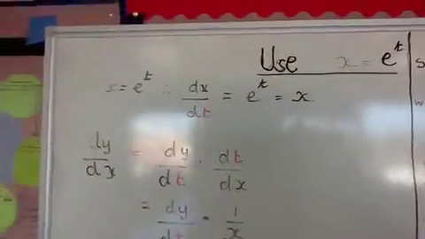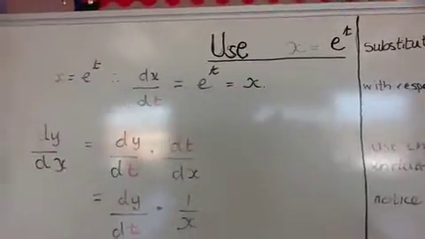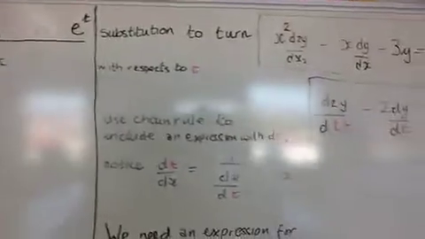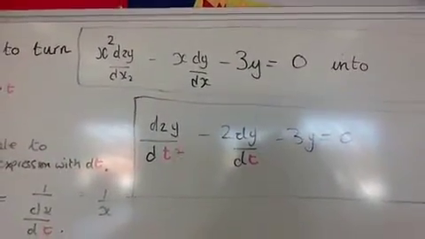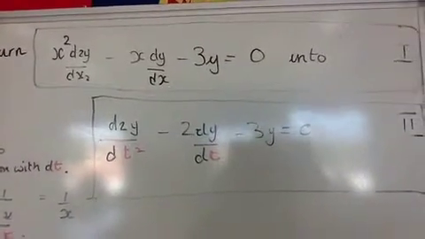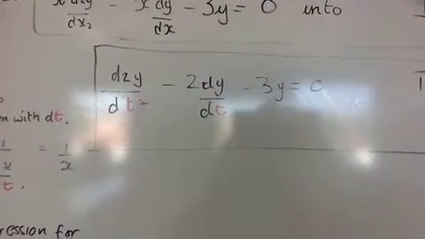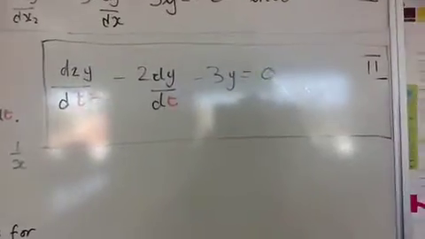Okay, the main problem here is to use the substitution x equals e to the t to help us transform x squared d²y/dx² minus x dy/dx minus 3y equals 0 into a more solvable equation, d²y/dt² minus 2 dy/dt minus 3y equals 0.